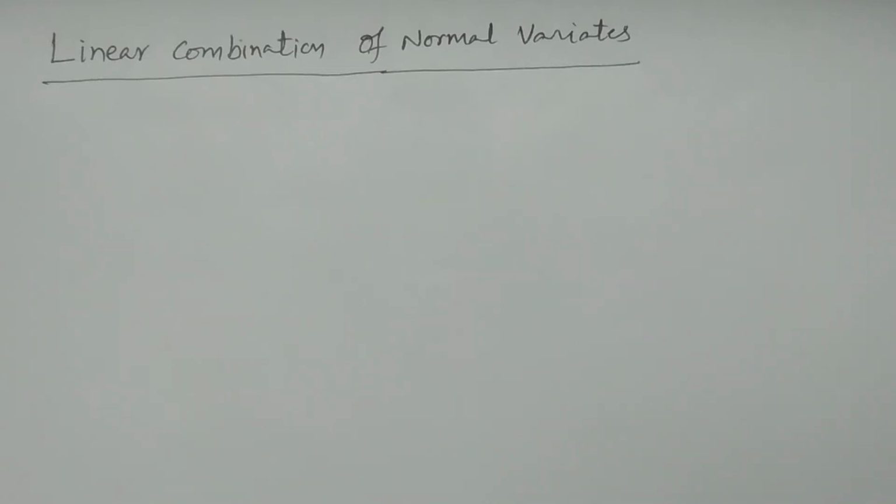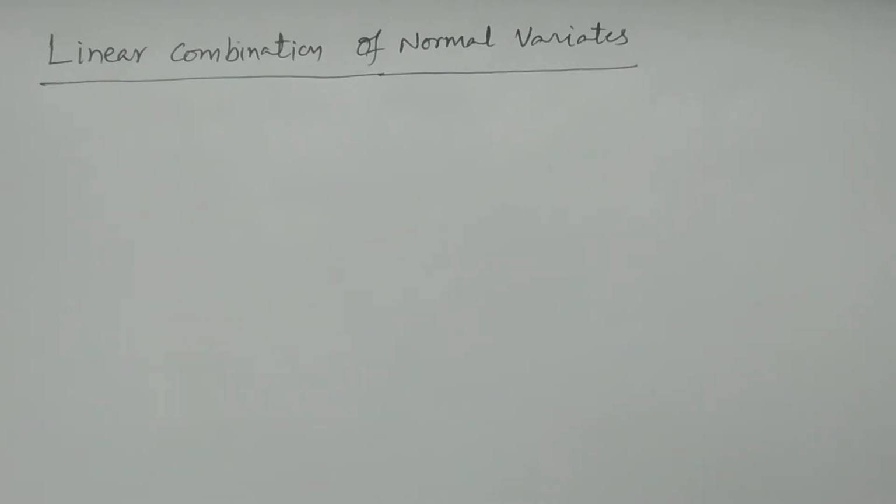In this lesson, I explain linear combination of normal variates. It is a very similar property to the reproductive property, but of course, it explains a distribution. What is the distribution of linear combination of normal variates? From this we can derive or obtain the additive property.